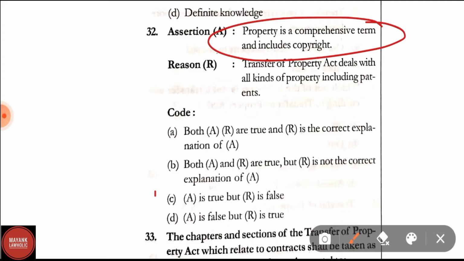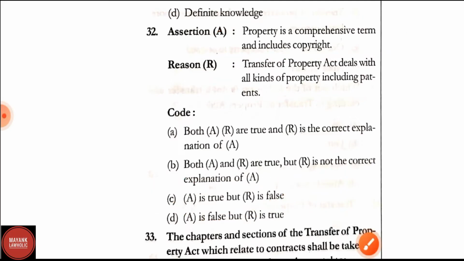Here correct answer is option C. A is true but R is false. TPA deals only with movable and immovable property, whereas patents and copyright are intellectual properties. So option A is correct, true, and R is false. Therefore C will be the right answer.